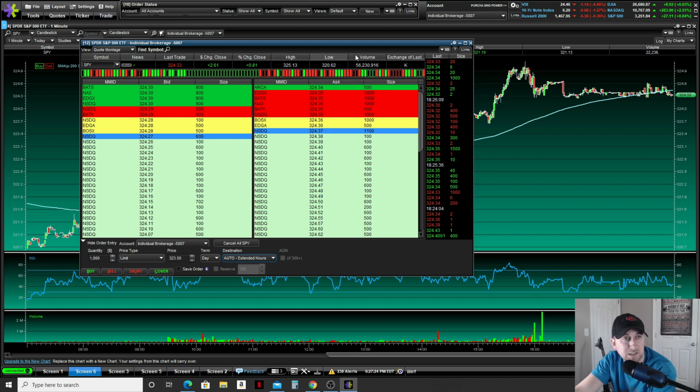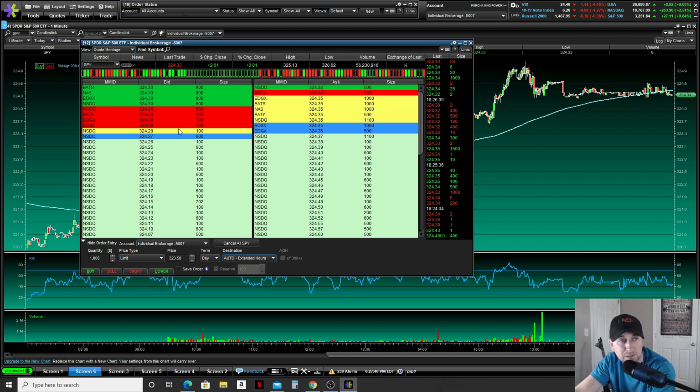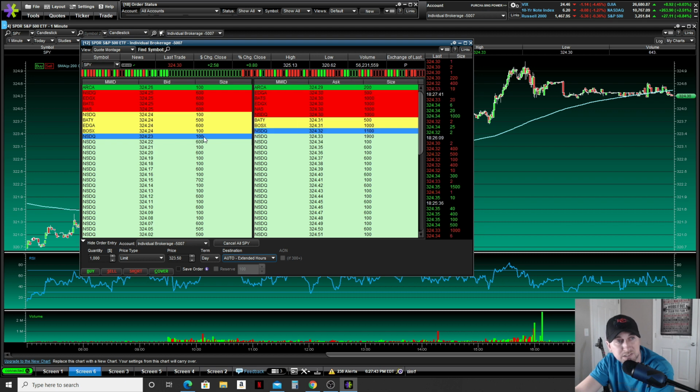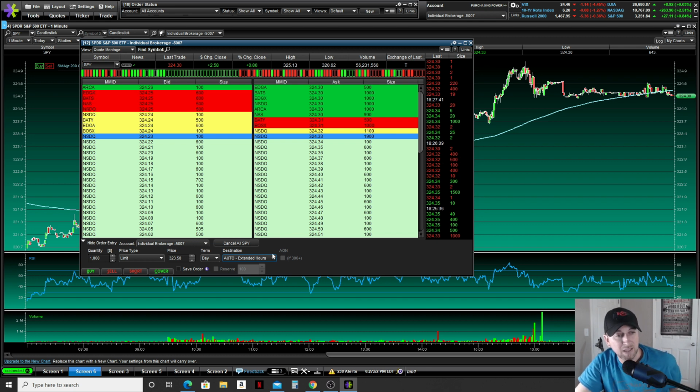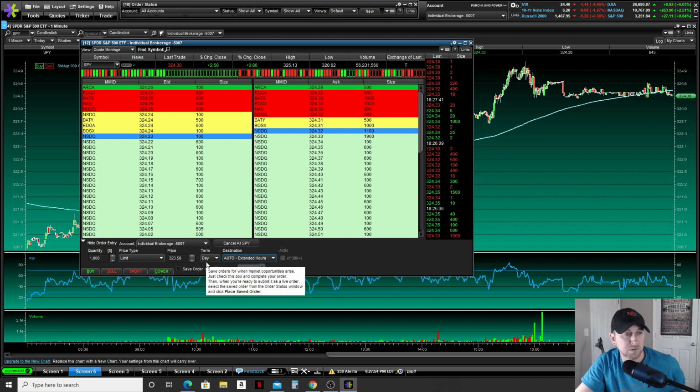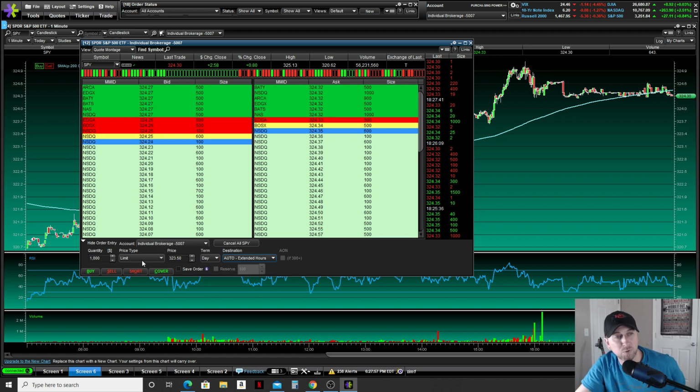Then, like I said up here, these are things that I mainly use. The main things I'm looking at are the tape, which is what sales are actually going through, the prints. And then I look at the sizes here because I want to see if there's a big seller or a big buyer coming up that might act as support or resistance. And then you can see how many greens are going through. If you're looking for something to go up, it's a good indication of that. And then your destination, your term, your price, your type of order.